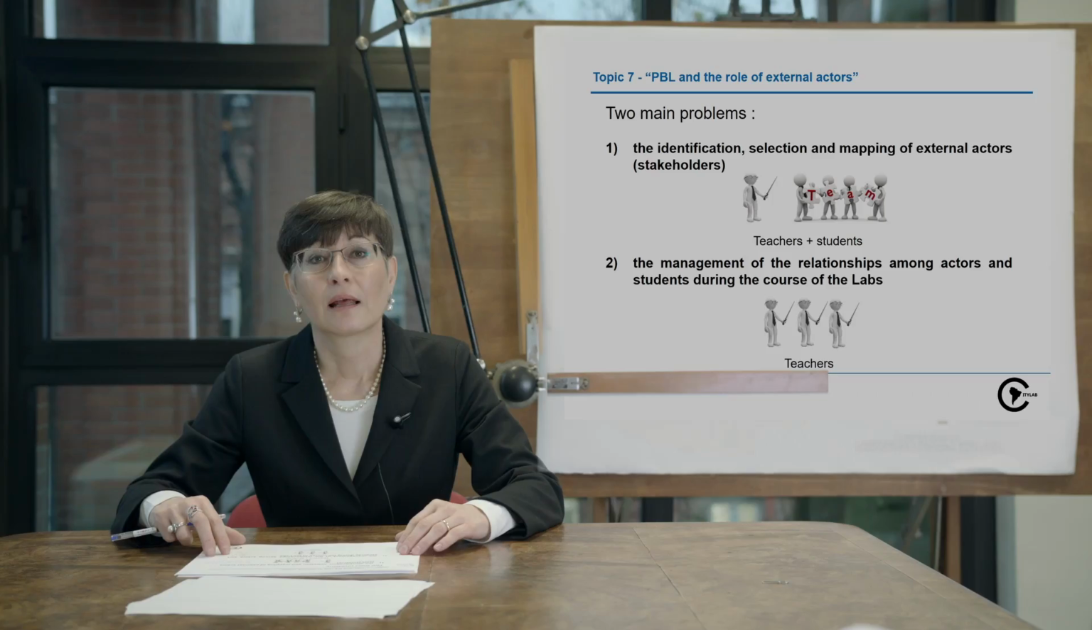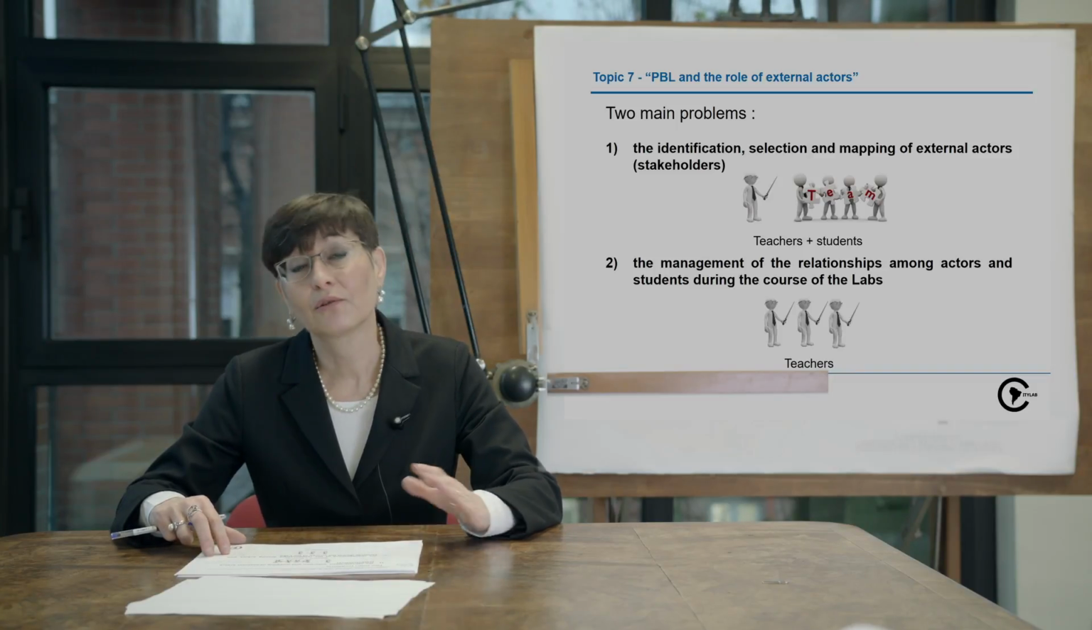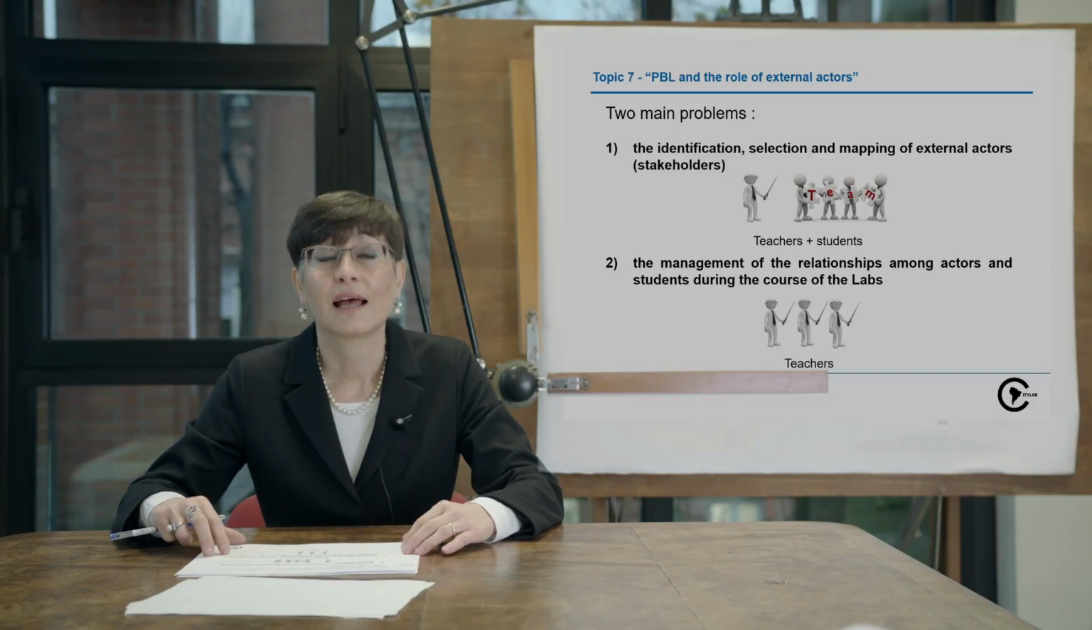Following the PBL approach, we start from the identification of the problem. The question is, what is the problem dealing with the PBL and the role of the external actors? Yes, we can identify two main problems. The first is how to identify, select and map the stakeholders involved, and second, how to manage an ongoing relationship with the stakeholders during the development of the whole lab.